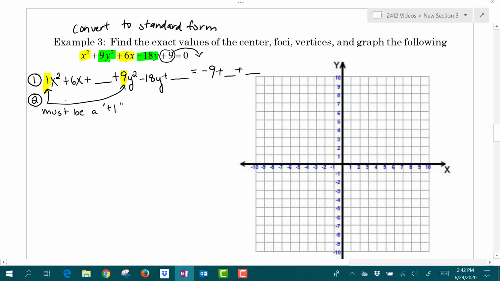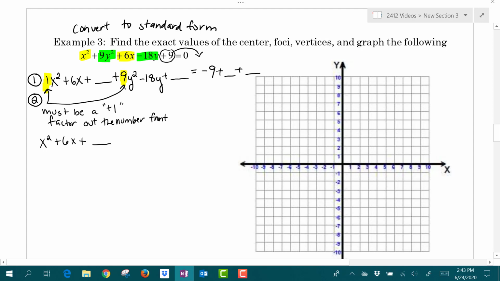So how do we fix that? Well, we're going to factor out the number in front. Alright, so the number in front of those squared terms, we're going to factor that out. So what does that look like? Well, for the first group, there's really nothing to do. We're going to factor out a 1, which doesn't change anything. So we have x squared plus 6x plus that blank.